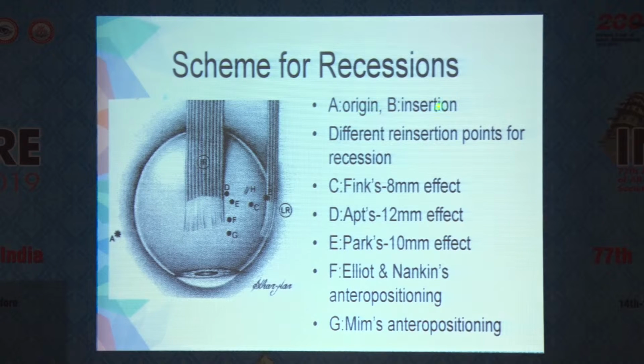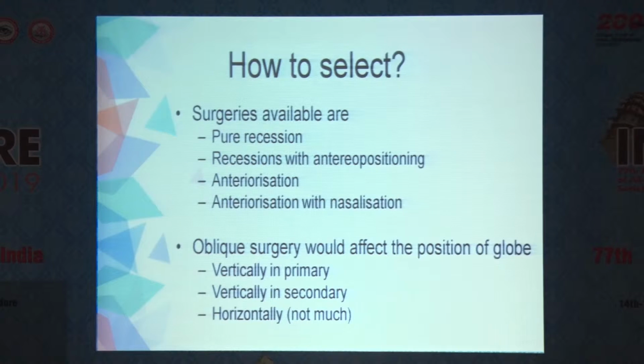So A is the origin and B is the new insertion. So at Fink's, it will give an 8 millimeter effect. We will see all the videos, and that's why I'm hurrying it up. Pure recession, anterior positioning would affect.